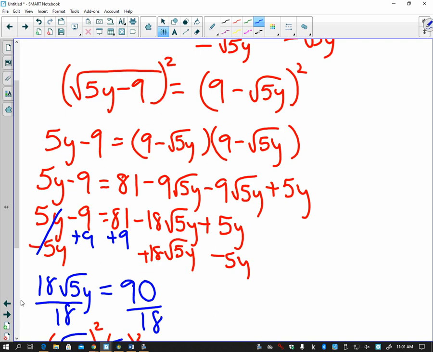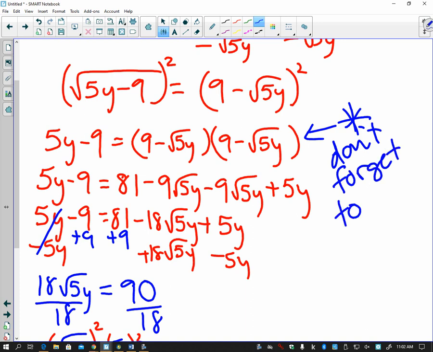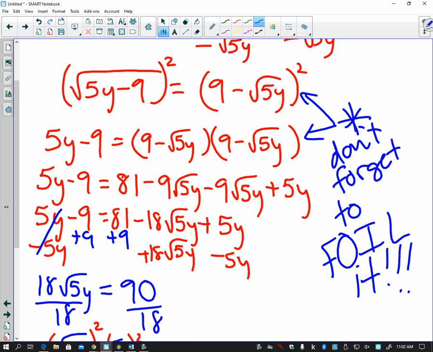The important thing, don't forget to FOIL it. Okay? Does that make sense? All right, hopefully emphasizing it will help.